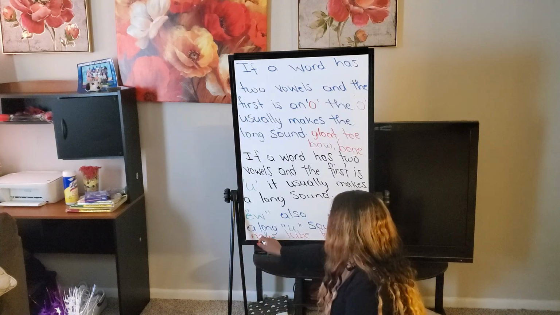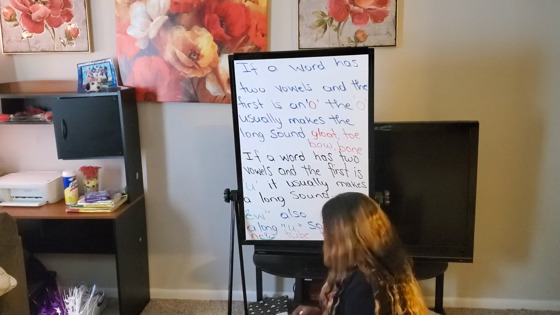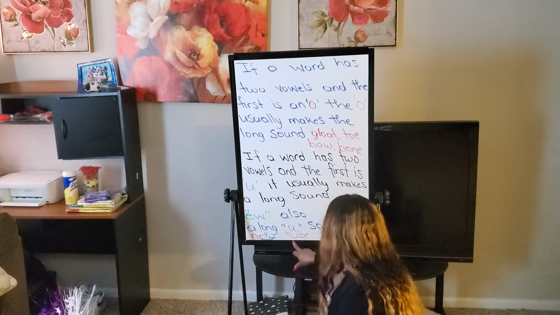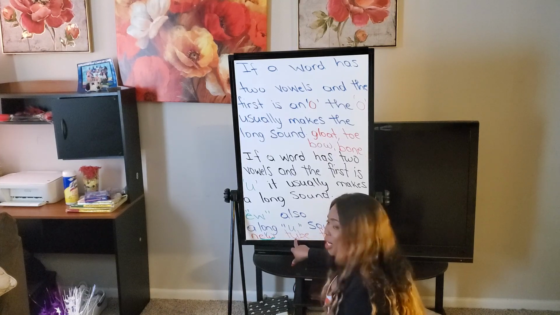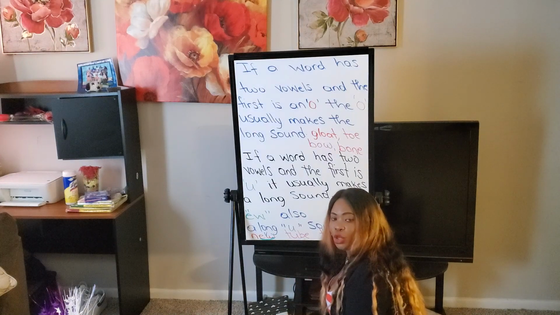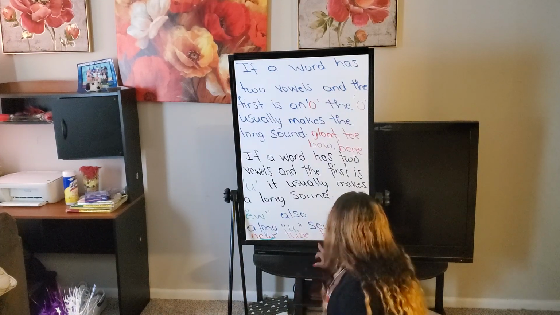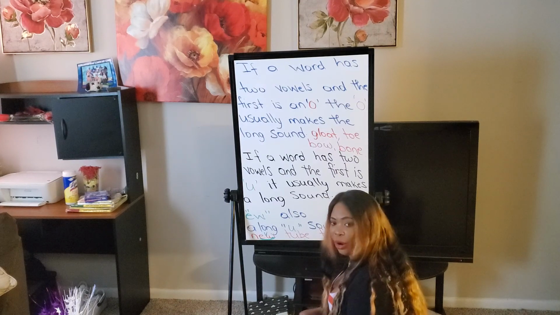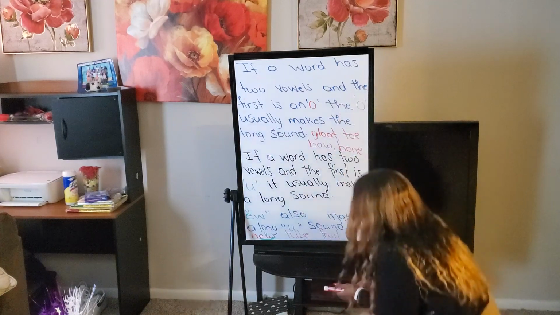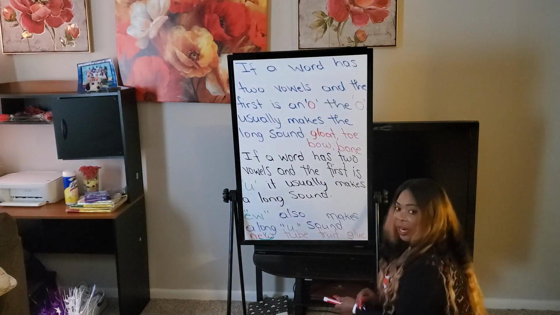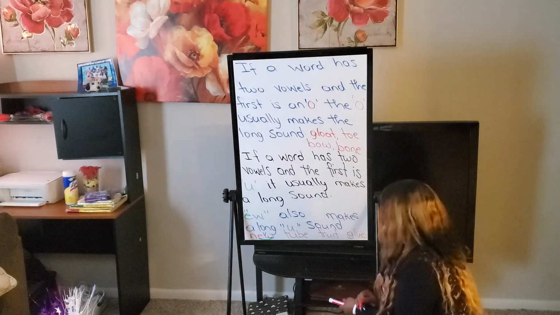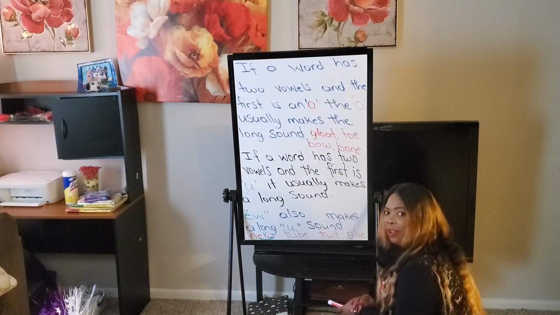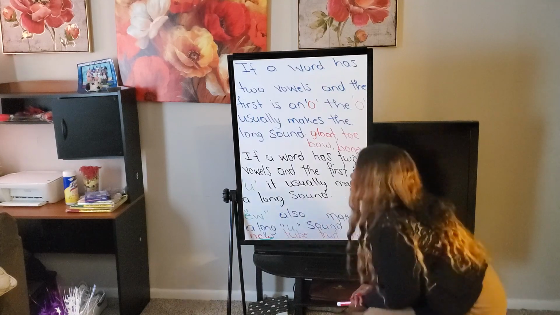So we have new. We also have tube, long U there. Two vowels in the word. The first one is a U, so it gives a long U sound. Got that? Then we have fruit. Again, two vowels in the word. The first one, I hope I'm not blocking you, the first one is U, so it gives the long U sound. We also have glue. And again, that gives you the long U sound.